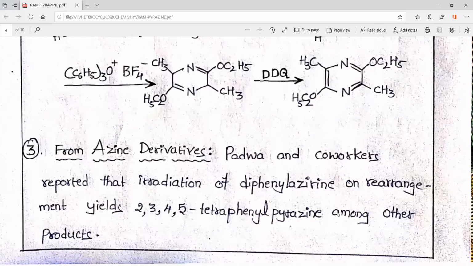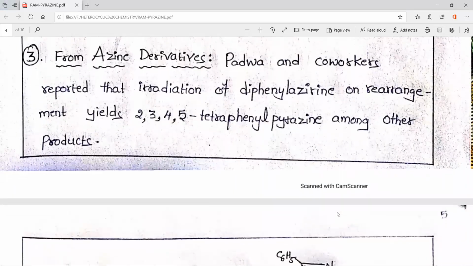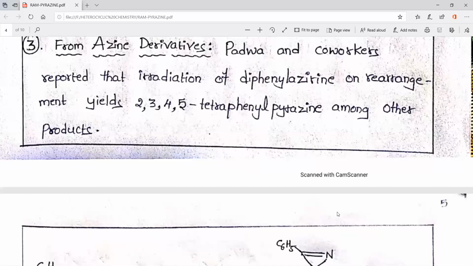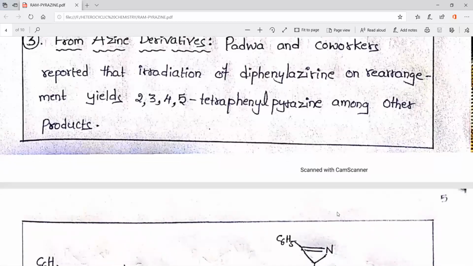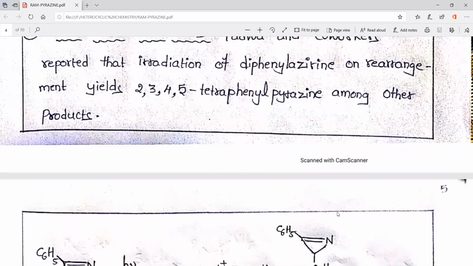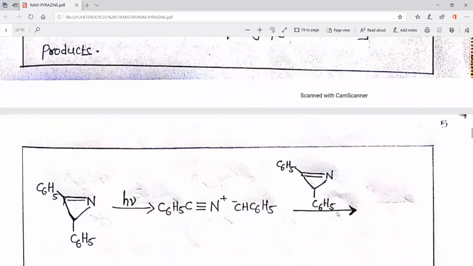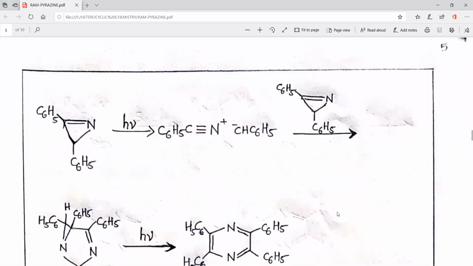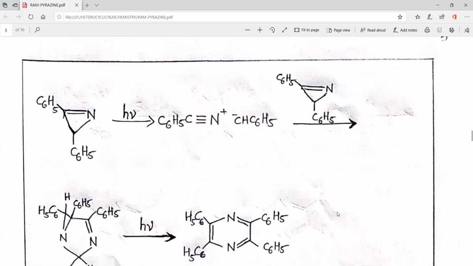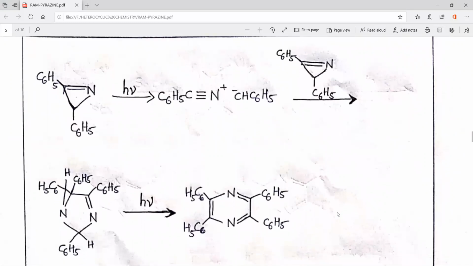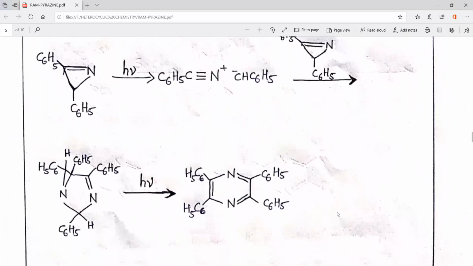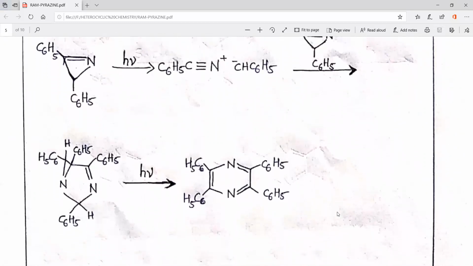Next, the third method is from azines. So irradiation of diphenylazine yields 2,3,4,5-tetraphenylpyrazine on rearrangement. Other products have also been obtained. The compound is irradiated with UV light.